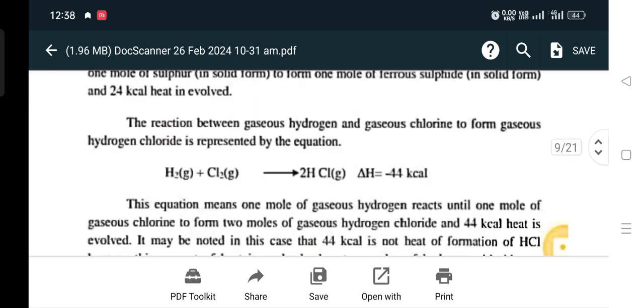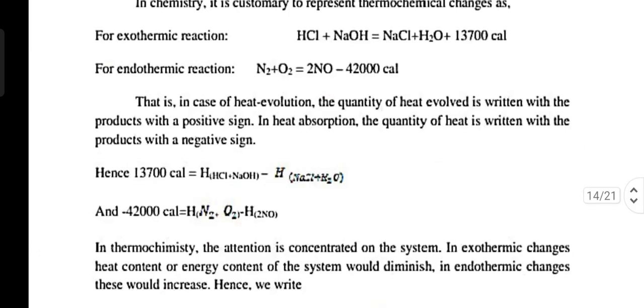Hence, 13,700 calories is equal to the heat of neutralization of HCl plus NaOH minus the heat of neutralization of NaCl plus water. And minus 42,000 calories is equal to the heat of formation of N2 plus O2 minus 2NO.